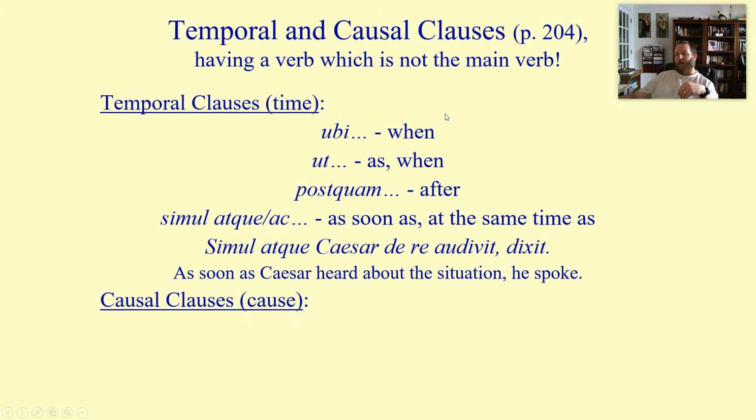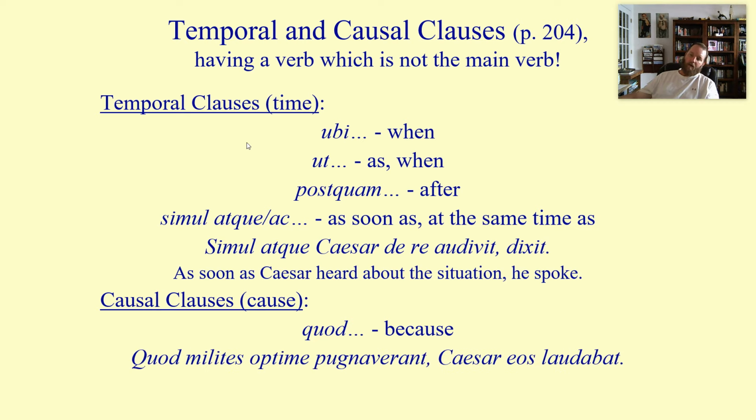Now, another one here is the causal clause, which shows you the cause of the next part of the sentence. The most common word here to set up a causal clause is the word quod, which we've learned before, that means because. So it's not too out of the ordinary. Quod milites optime pugnaverant, right? Because the soldiers had fought very well, Caesar praised them.